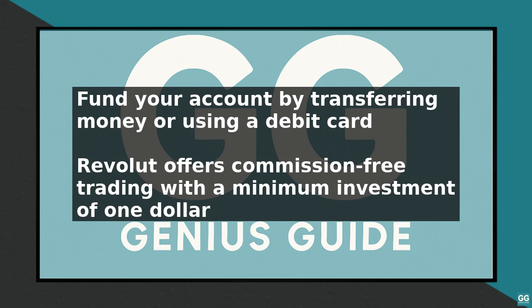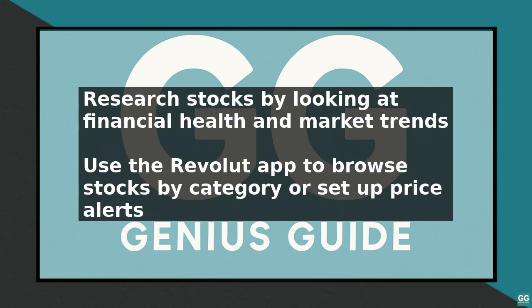Once you have selected the stock you want to buy, simply click on the Buy button and enter the amount you want to invest. You can choose to invest a fixed amount of money or a specific number of shares. Revolut also offers a feature called fractional shares, which allows you to buy a fraction of a share if you cannot afford to buy a whole one.